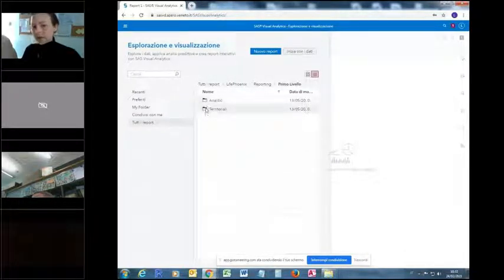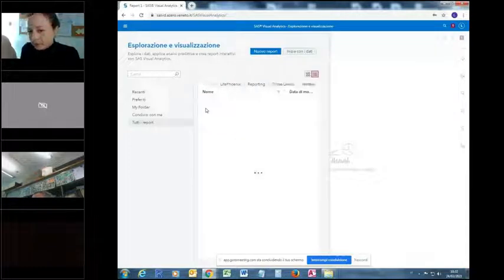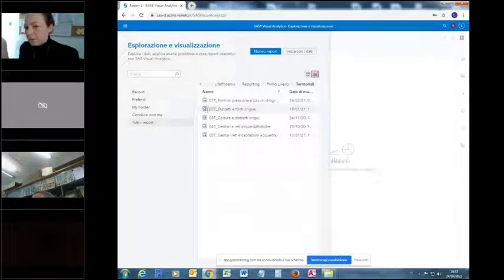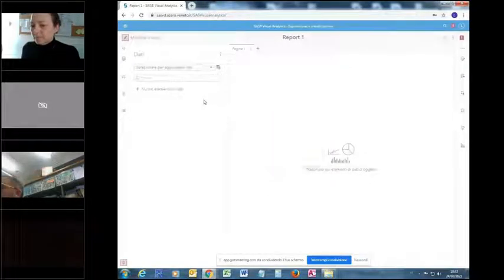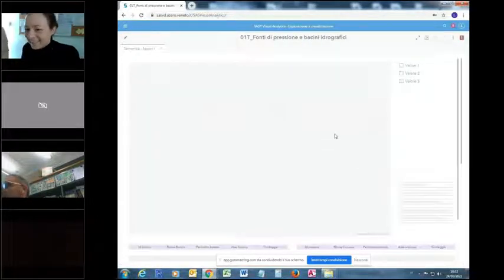Now I'm opening the folder on territorial reports. We will select now the first report, which is the one on pollution sources in relation to river basins and municipalities. I hope it is uploading data. Okay.